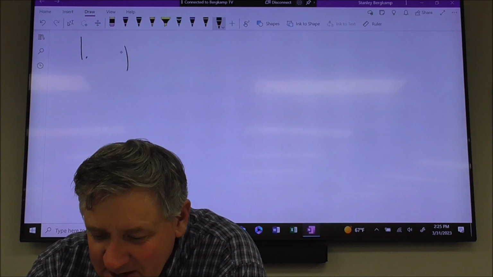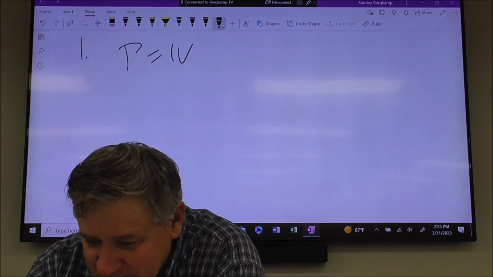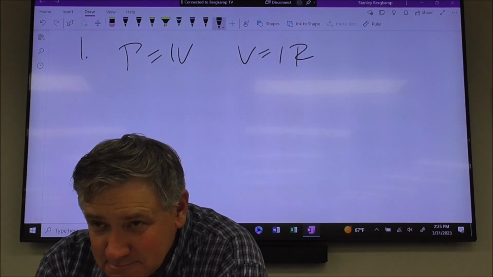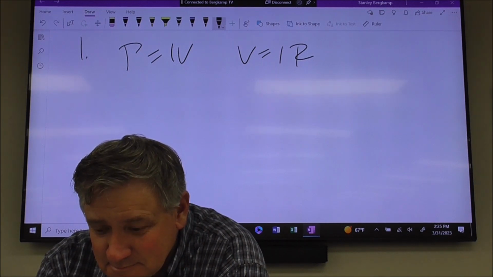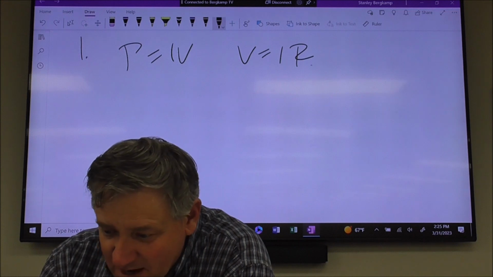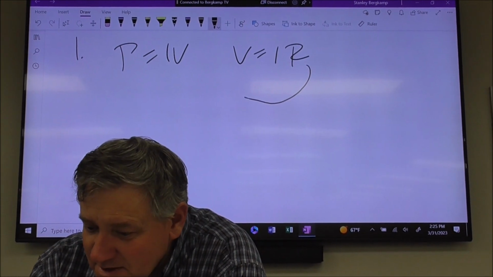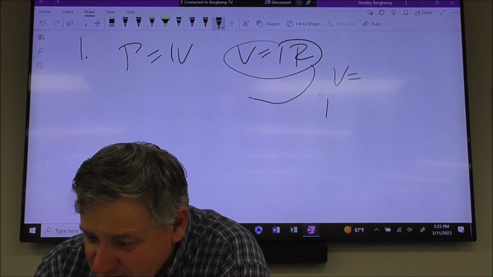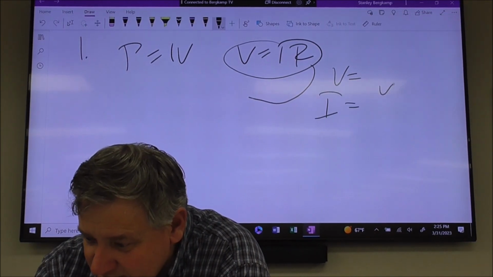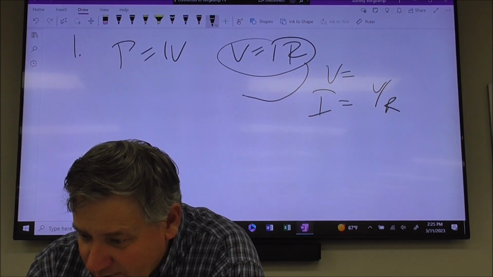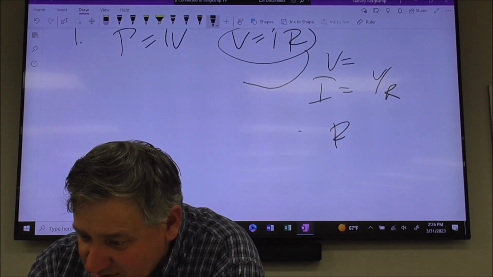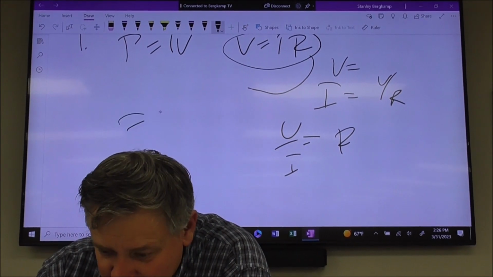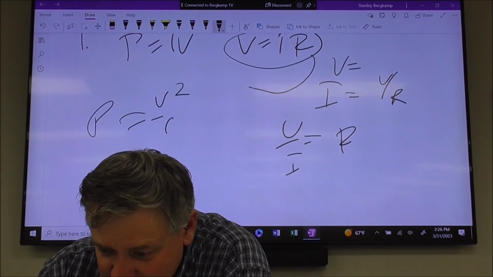Just use P. So I'm guessing you started with P equals I V. Yeah. I started with I squared R. Well, that's where that comes from. If you take this and solve for current, it's V over R. Or if you solve for resistance, it's V over I. But no matter what, you get power equaling V squared over R.